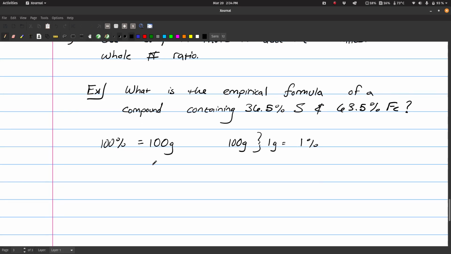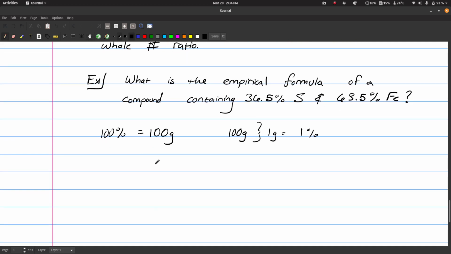So knowing this, I can just change this into grams. To solve to get the moles, we have the percent of the element or the mass of the element, divided by the molar mass of that element.